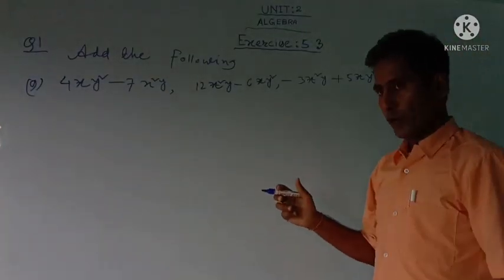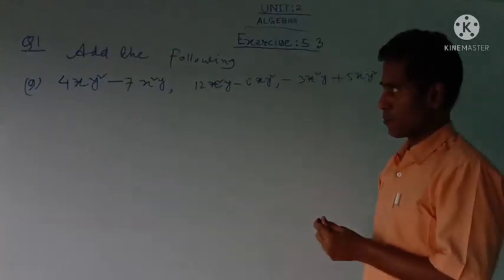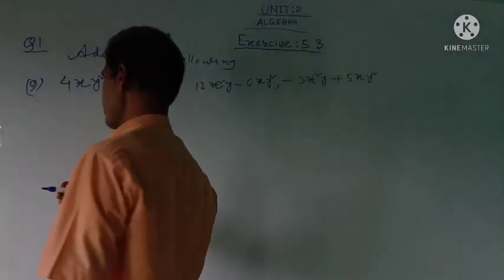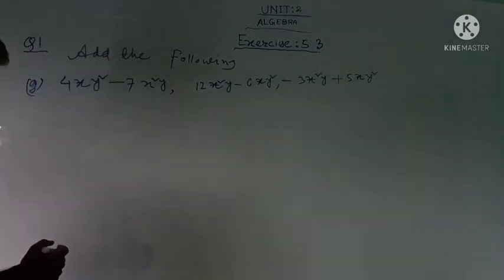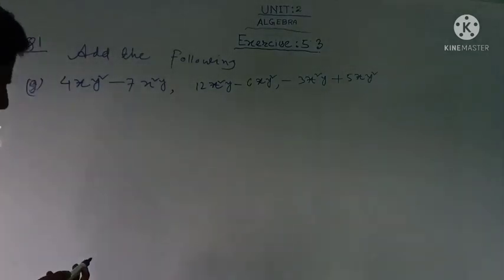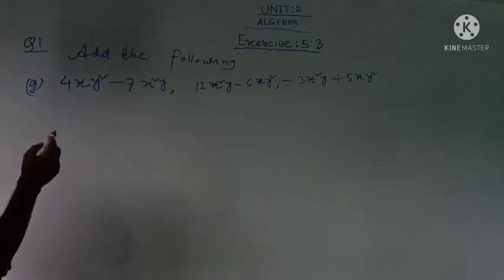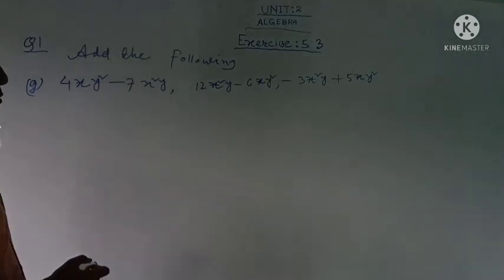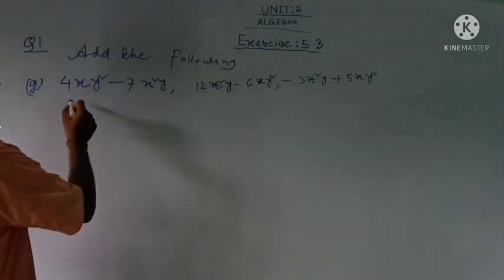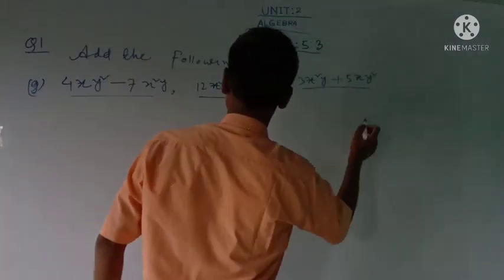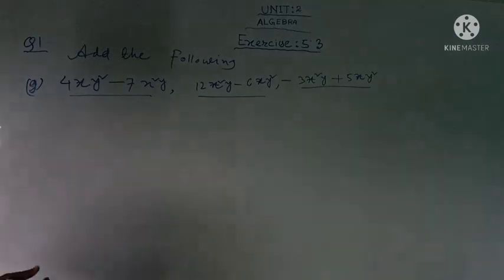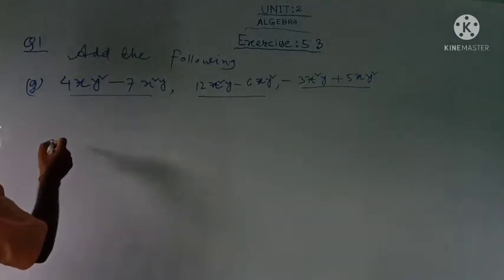Well, let us solve one more question from this very question number 1. That is sub question G, which has been picked up for you. Sub question G: 4xy square minus 7x square y. You have these three expressions here, and we are to add up these three different expressions. So what to write here?